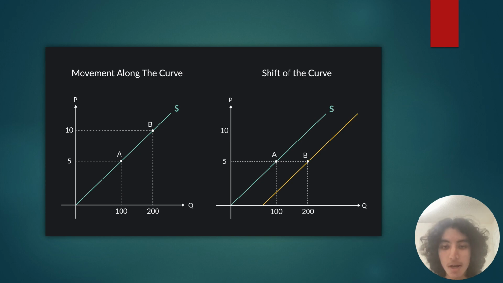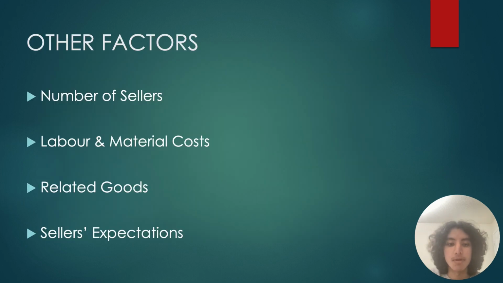Now on the right, we can see when there's a shift in the entire supply curve. So the entire curve has moved to the right, and the price has stayed the same. The price hasn't changed. The quantity that's being supplied at the same price of $5 has now increased from 100 to 200 units.